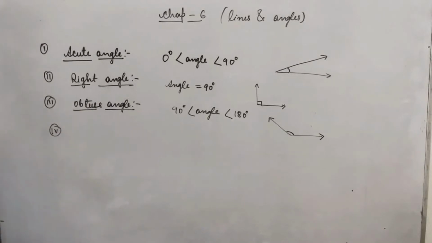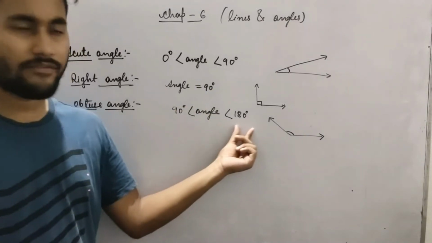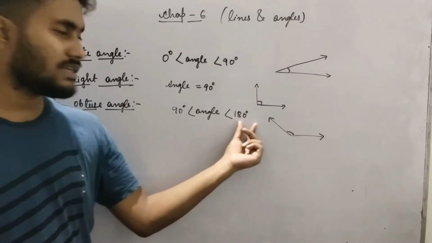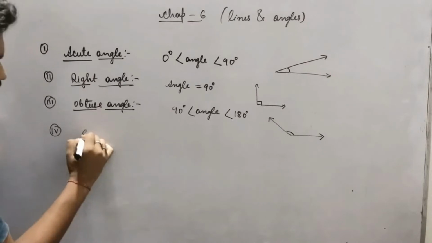So the number 4 angle. Up to 90 degree is done. Now this one, 180 degree, is left. So number 4 angle is what? This angle of 180 degree is known as a straight angle.